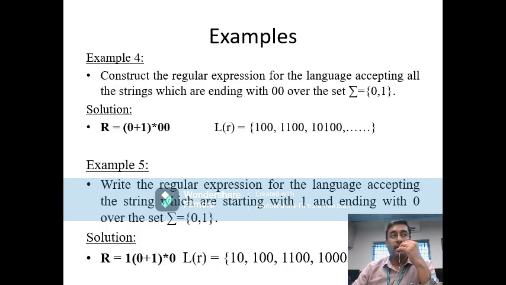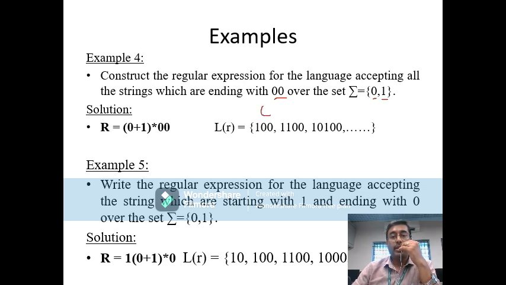Next example. Construct the regular expression for the language accepting all the strings which are ending with 0, 0 over the set {0, 1}. Over here, I have to take the input 0 as well as 1 and it should end with 0, 0. So what will be the language? They have represented clearly ending with 0, 0.